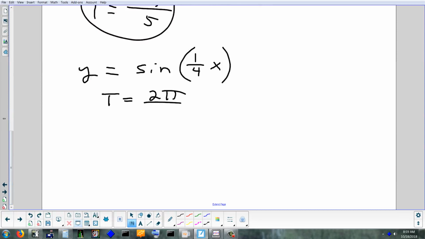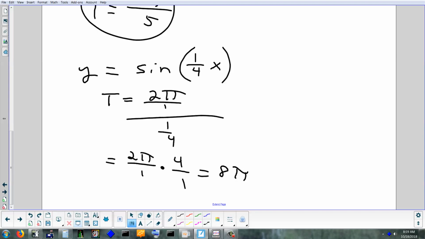We have 2 pi, which this time I'm just going to write as a fraction. So 2 pi divided by omega. What's omega in this case? 1/4. When you have a fraction divided by a fraction, what do you do with the one in the bottom? We just multiply 2 by 4. Multiply it by the reciprocal. So 2 pi divided by 1/4 is 8 pi. So the cycle there just got 4 times as big.